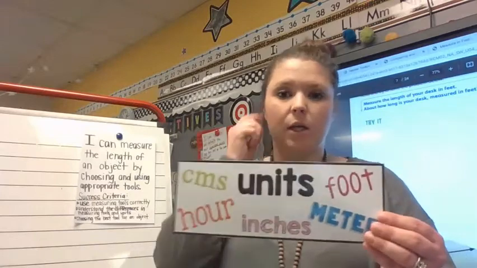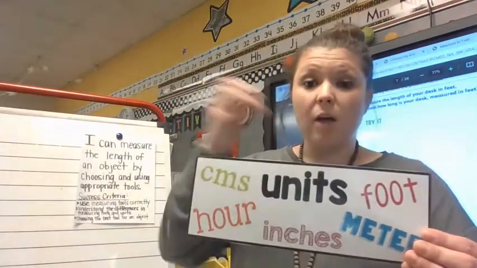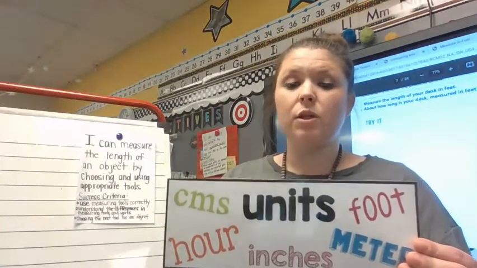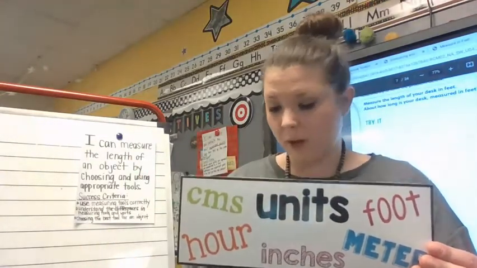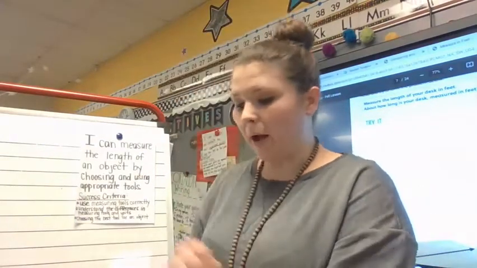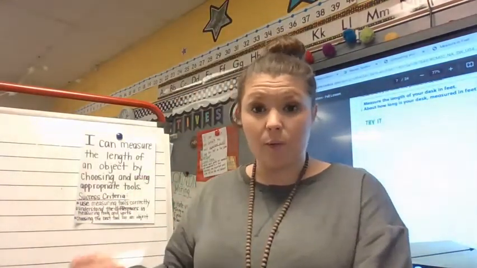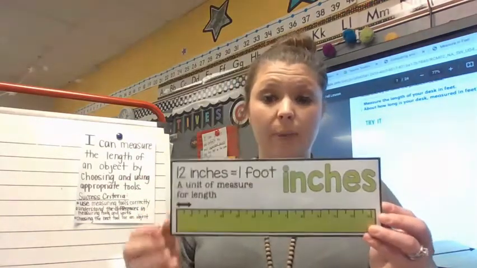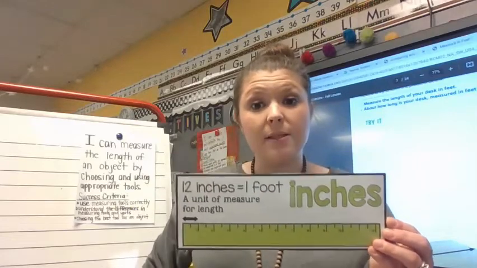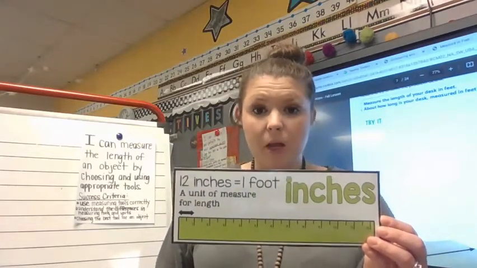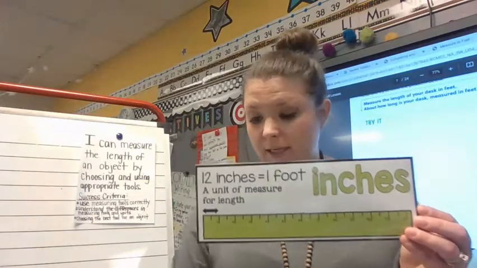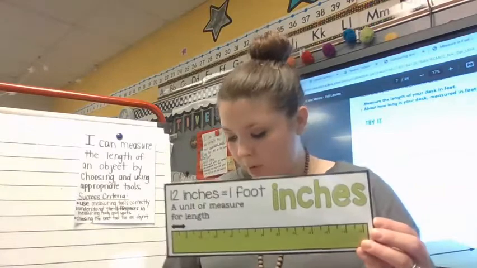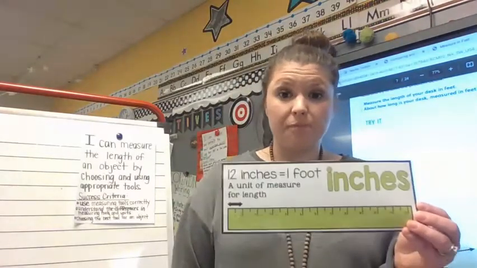Now let's look at this word units, because what is on that tool are the units. And a unit is a part that is used to measure, okay? We've learned about a couple of different units. One of them is inches. Inches is a unit of length. Remember, there are 12 inches in 1 foot, okay? And remember, that's where we talked about the ruler.